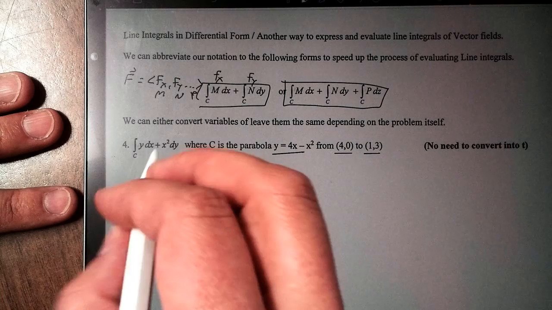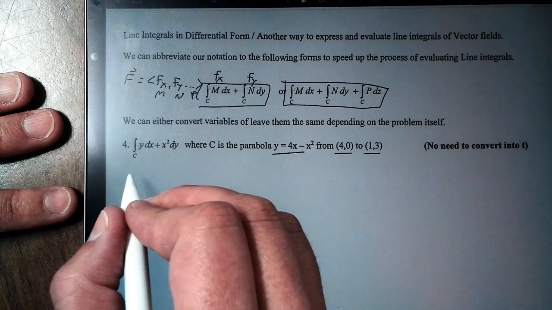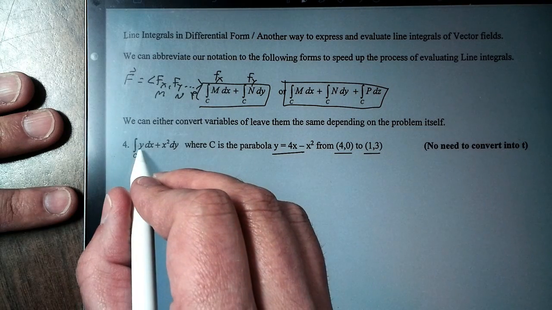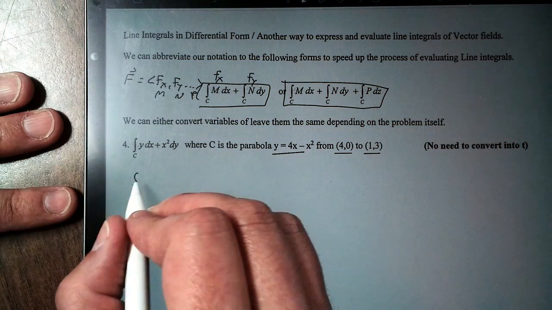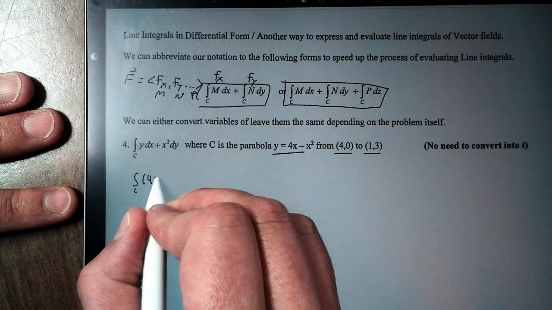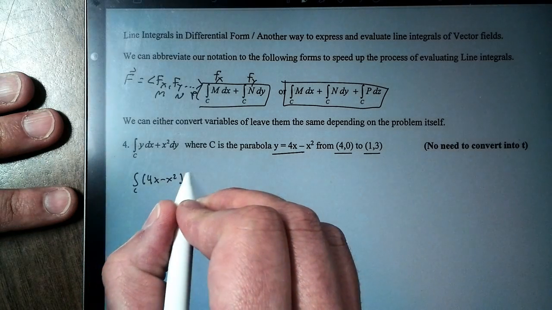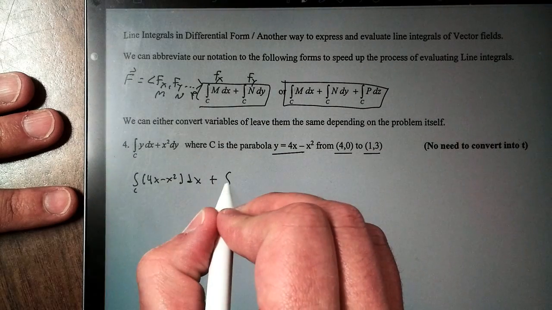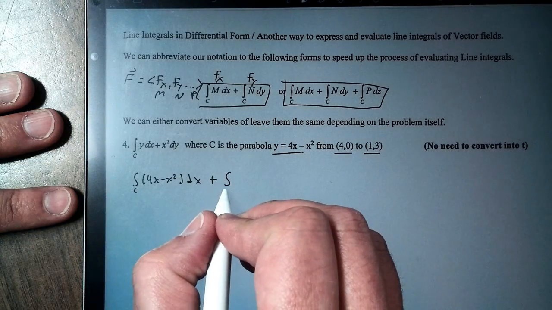So to solve this one right here, I can just plug everything in. My first line integral to evaluate would be this y dx. Well, what is y equal to? That's just this, 4x minus x squared dx. Plus, and now I'm going to do the line integral for the y. Remember, we can separate these out.